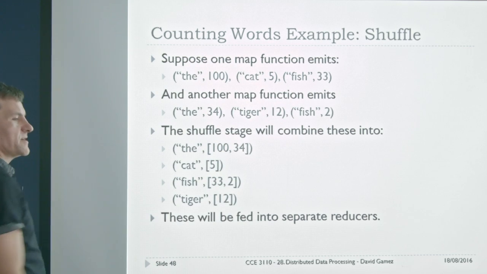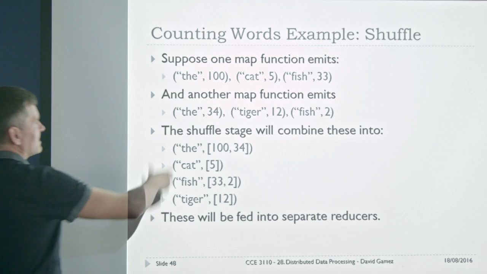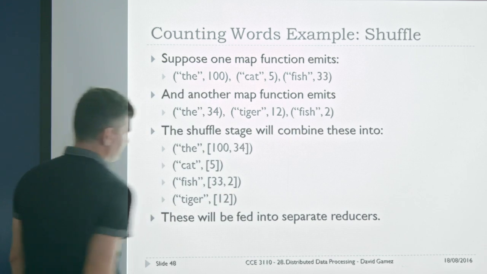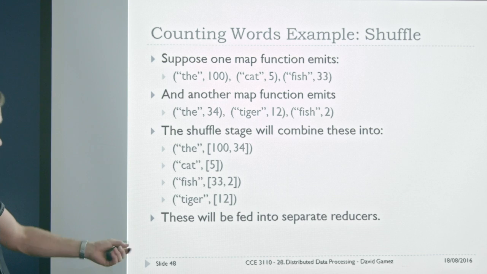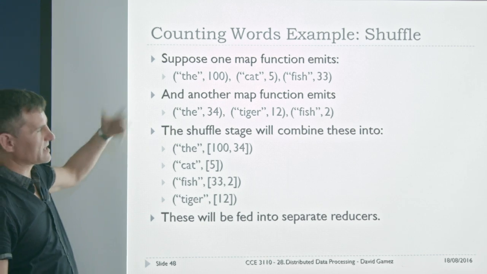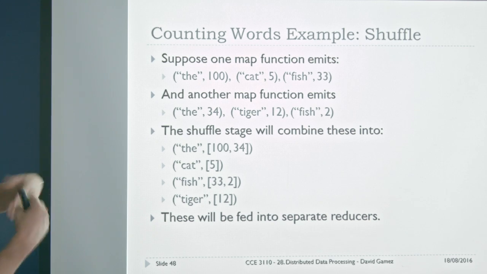And then we have another map function processing another document. And let's suppose that this emits "the" 34, "tiger" 12, and "fish" 2. And all the other million mapper functions, or however it's worked out, will do exactly the same thing and emit the word counts in each of their documents.